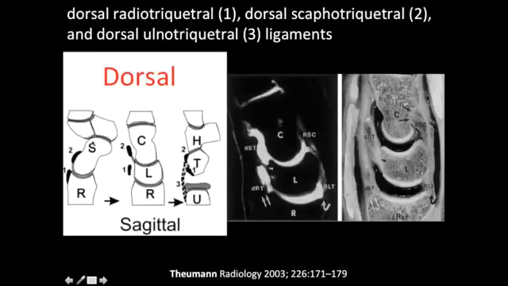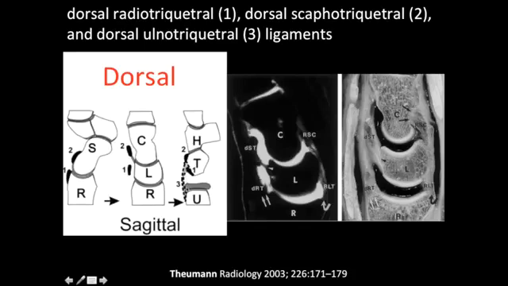Dorsally, as we go from lateral to medial, we'll see the dorsal radiotriquetral ligament extending from the dorsal aspect of the radius and the dorsal scaphotriquetral ligament along the dorsal aspect of the scaphoid. They will continue medially to insert into the dorsal aspect of the triquetrum. The dorsal radiotriquetral ligament will insert more proximally, and the dorsal scaphotriquetral ligament will insert more distally.